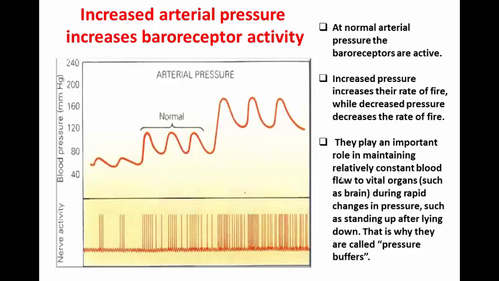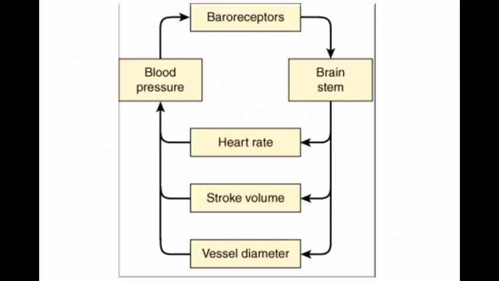For example, when someone stands up suddenly from the supine, from the lying down position, the baroreceptors are important to maintain relatively constant blood flow to the brain. That's why they are called pressure buffers. Otherwise, if the baroreceptors are not functioning properly, when someone stands quickly from the lying down position, he might faint as a result of decreased blood flow to the brain.